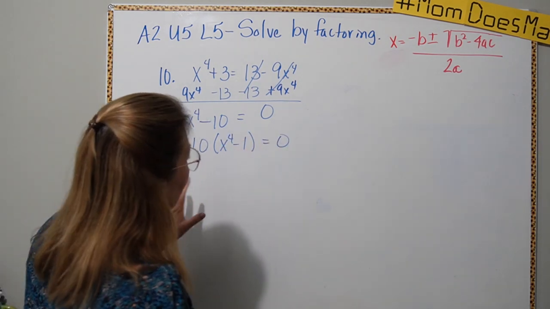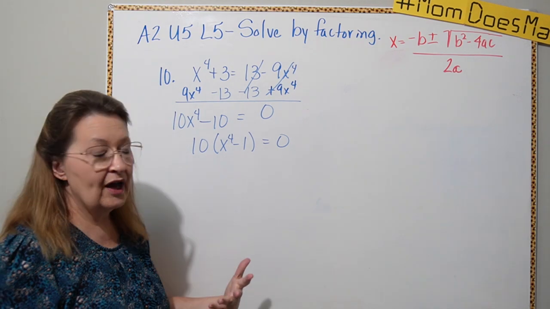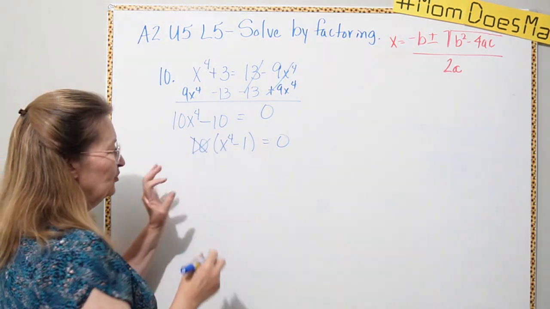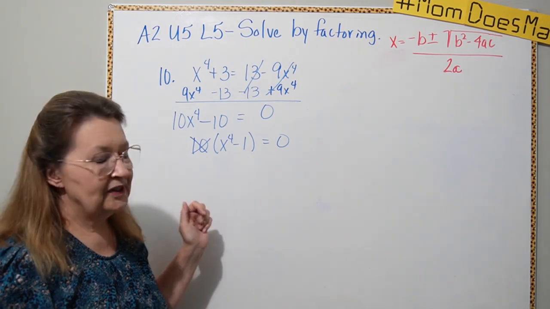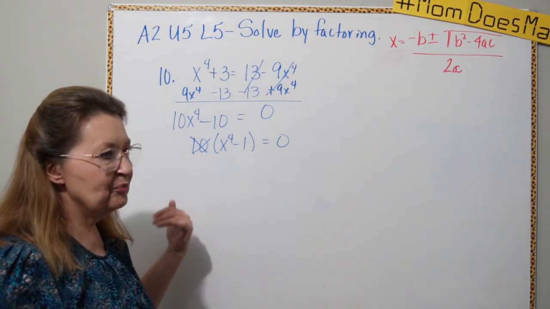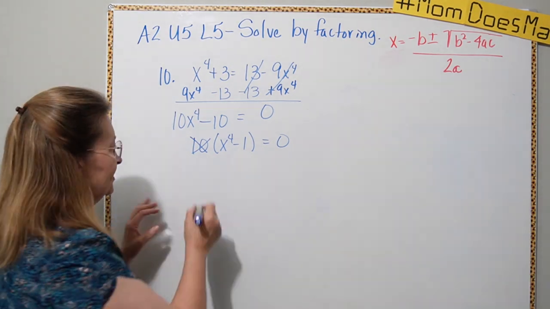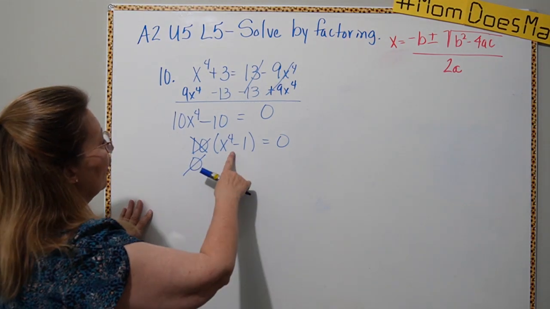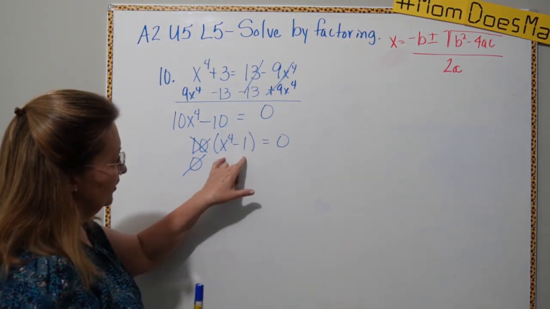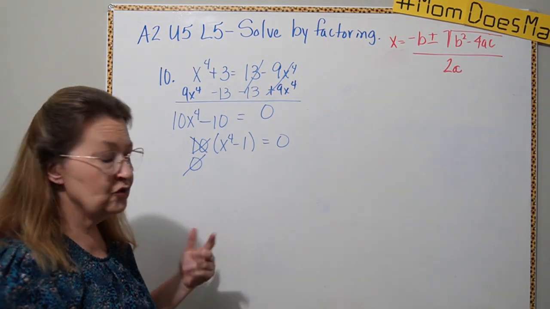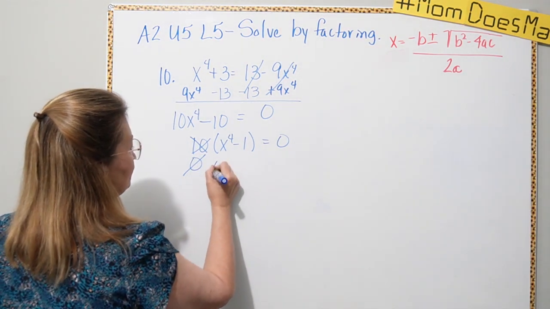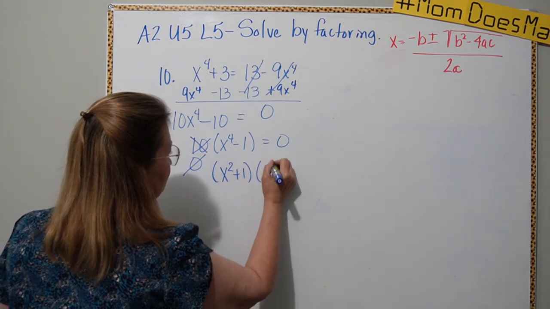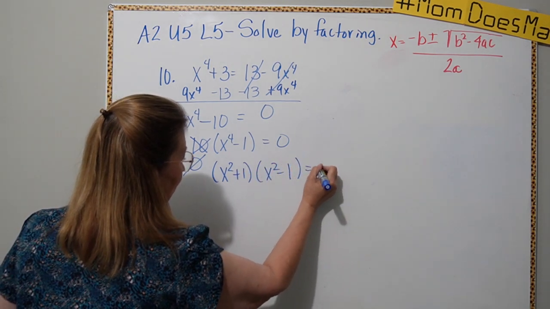Now as far as finding my zeros go, since there's no variable attached to that 10, I don't really need to consider it right now. You know, you don't want to just say I'm forgetting it, but there's no way a 10 is going to be 0, so it's just not going to give me an answer. All right, x to the 4th minus 1. Get ready to factor. That is a difference of 2 squares, first of all. So I can start off with x squared plus 1 and x squared minus 1.